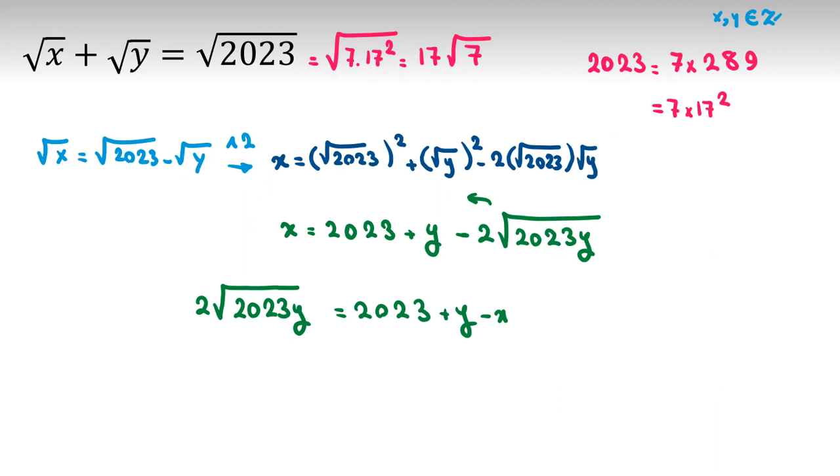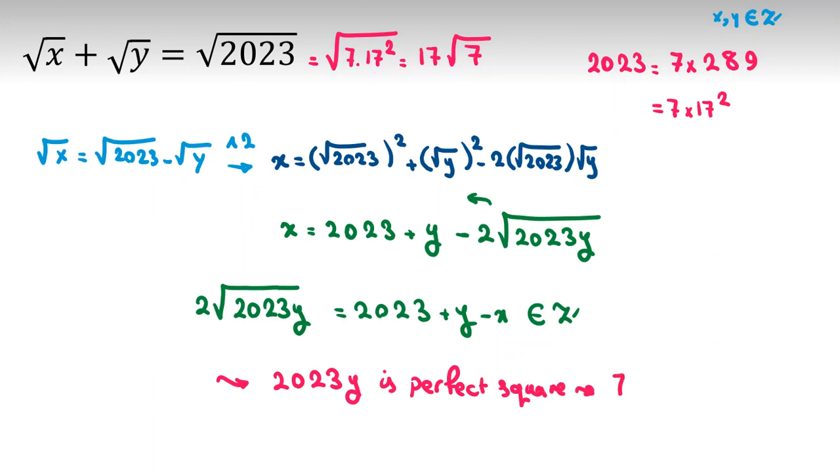Because x and y from the assumption of the problem are integers, the right hand side is an integer. So we conclude the left hand side also has to be an integer. Because the left hand side has to be an integer, we conclude what? Inside the square root should be a perfect square. So 2023 times y is a perfect square. We prime factorize that. We conclude that 2023 is 7 times 17 squared, times y, and it is a perfect square.